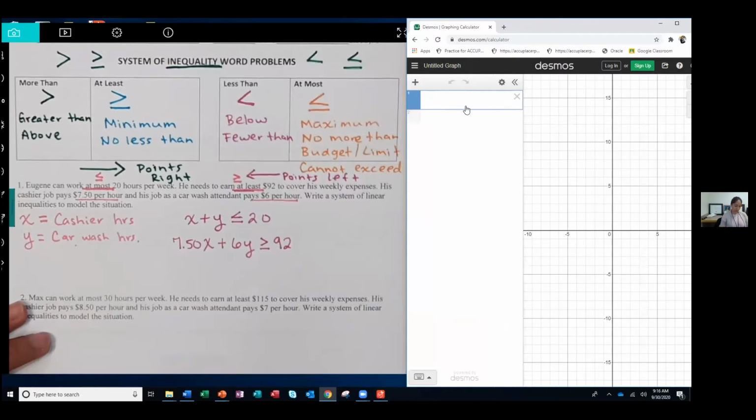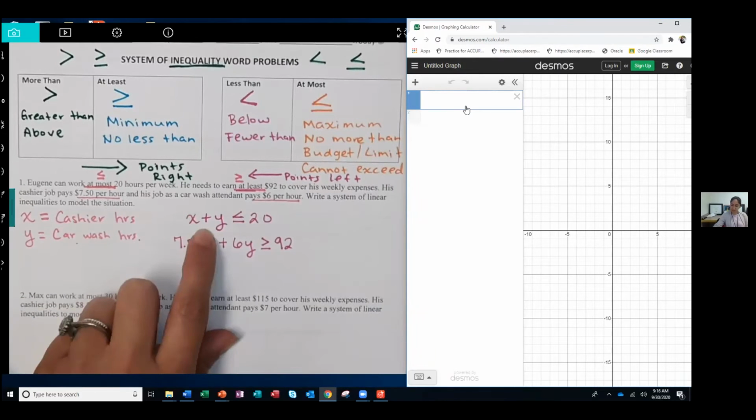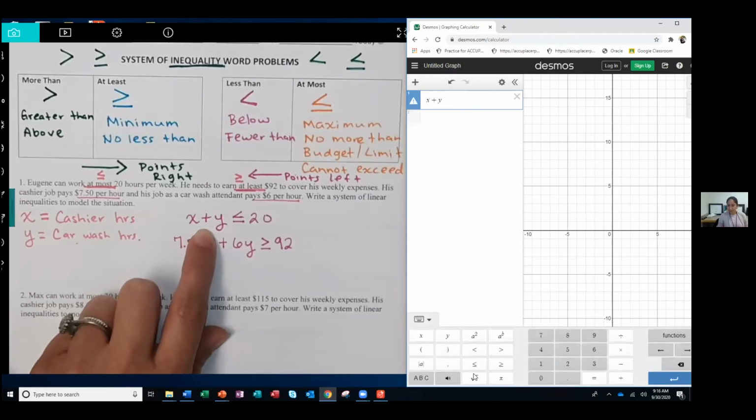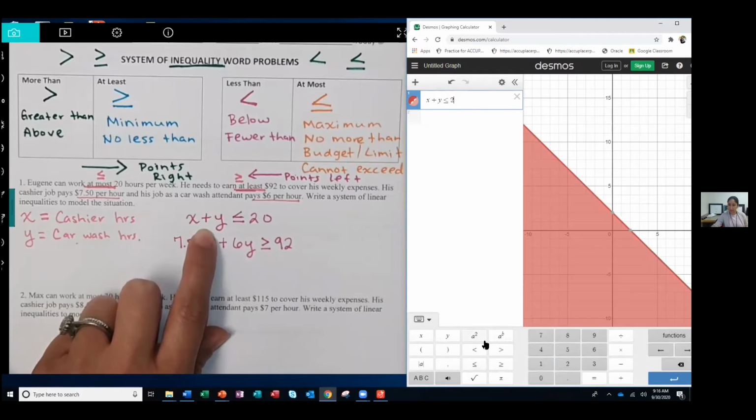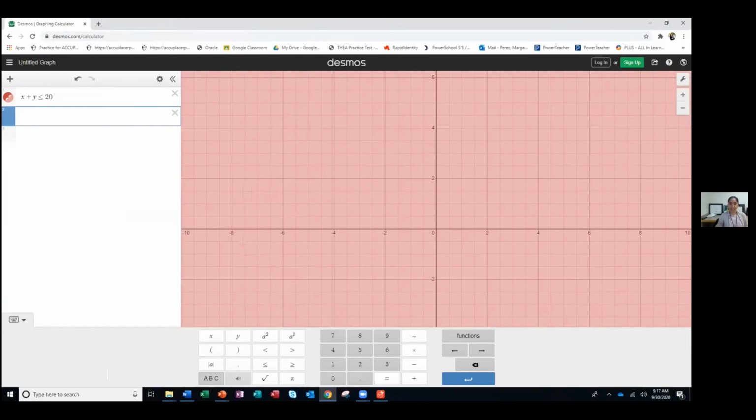So if I go to Desmos and I graph this first equation, x plus y, less than or equal to. All right, so to get those inequality symbols, what you want to do is bring up your toolbar, and it's usually with a keyboard icon, and then you just pick the inequality you need from here. So I need less than or equal to 20 and press enter. Okay, that's my first equation. Now you're gonna notice that there's some shading going on, and it looks like everything is shaded, everything is colored in, okay?